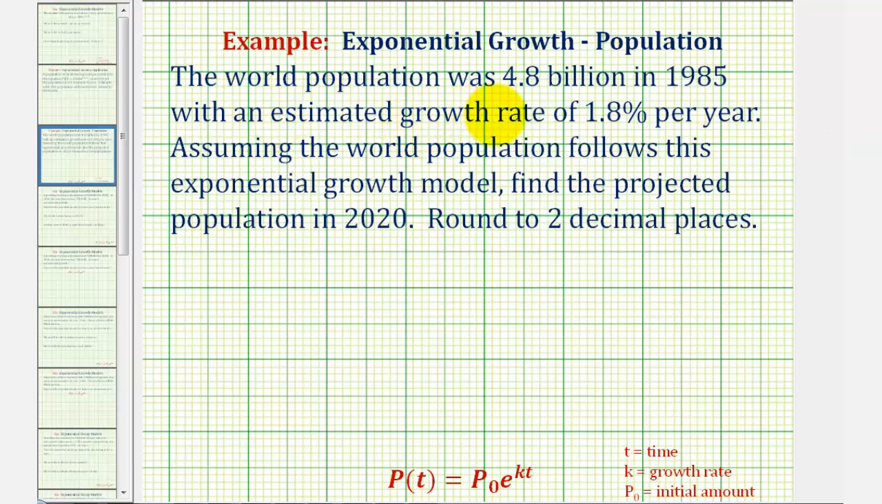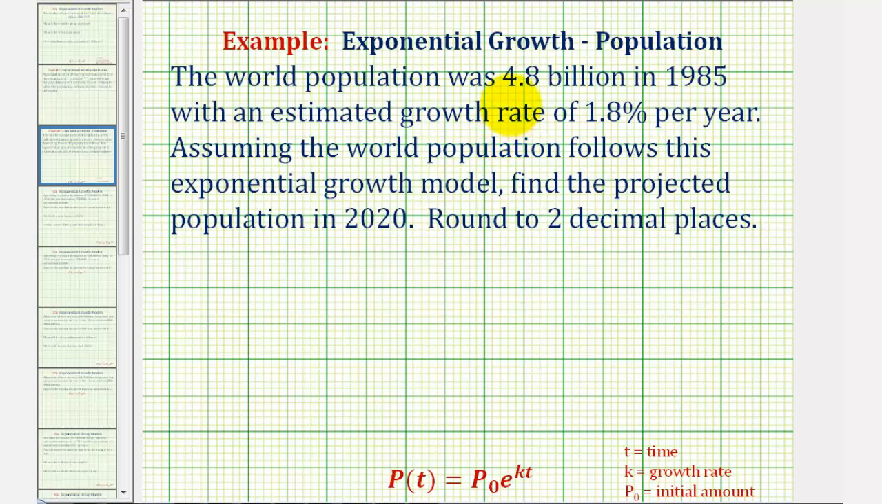The world population was 4.8 billion in 1985, with an estimated growth rate of 1.8% per year. Assuming the world population follows this exponential growth model, find the projected population in 2020, round to 2 decimal places.